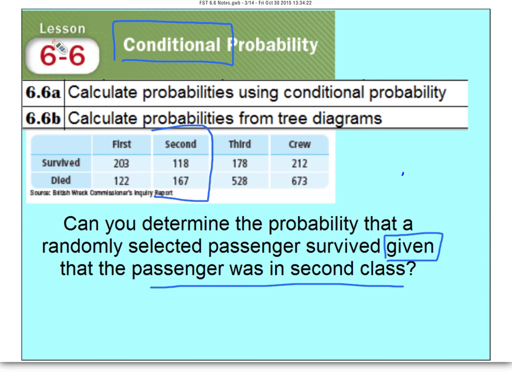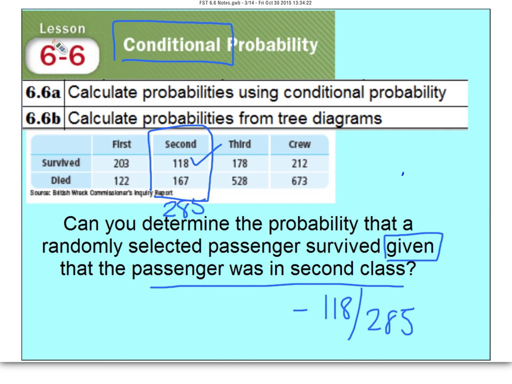So the group are these people. And remember, if we total it, 285 people. So let me reread it for you. What's the probability that a randomly selected passenger survived, given the fact that they were in second class? So we're just looking at the second class people, just as survivors. So the answer here is going to be 118 over 285.